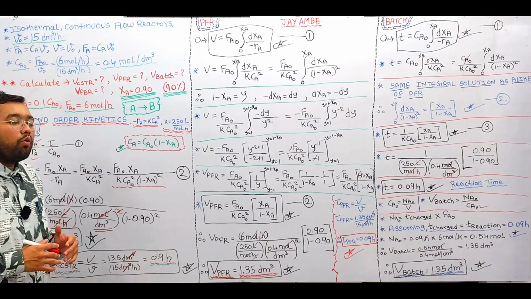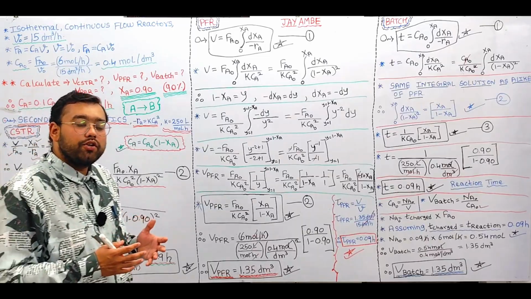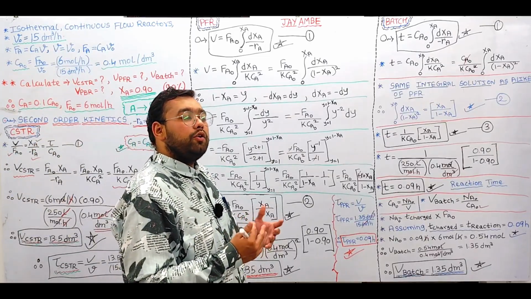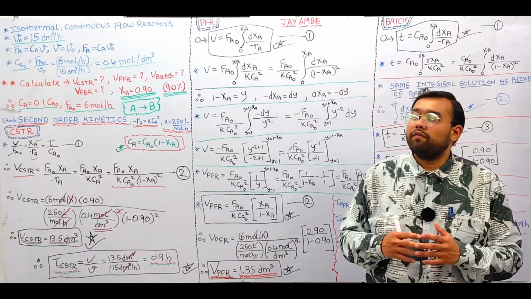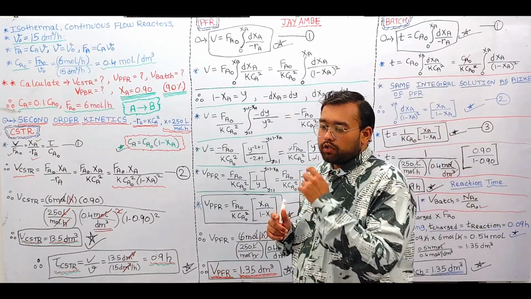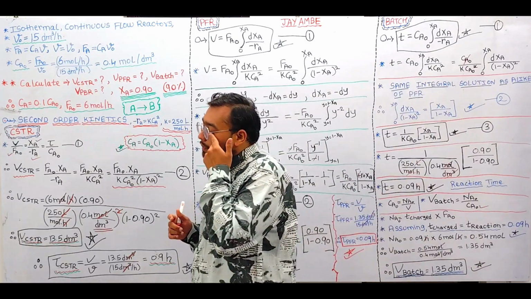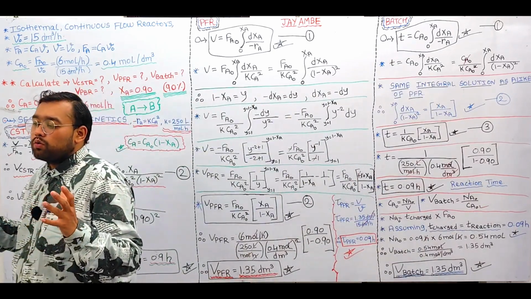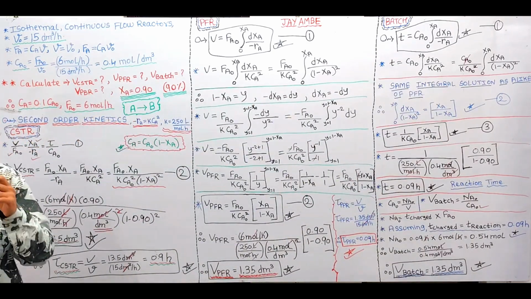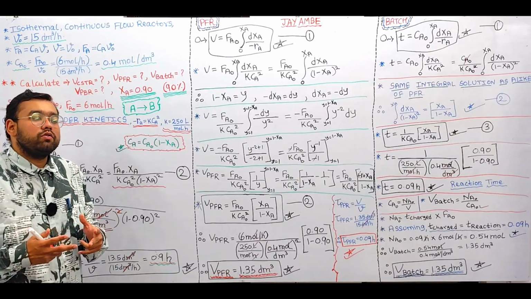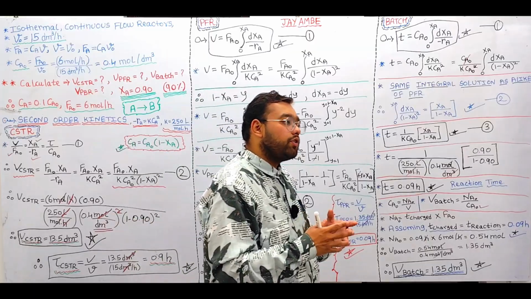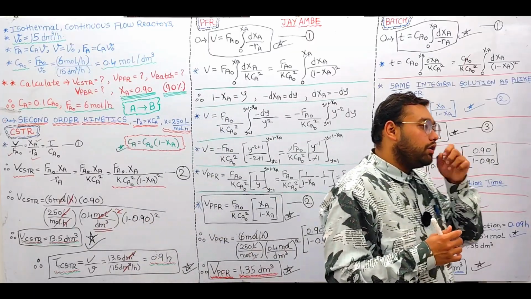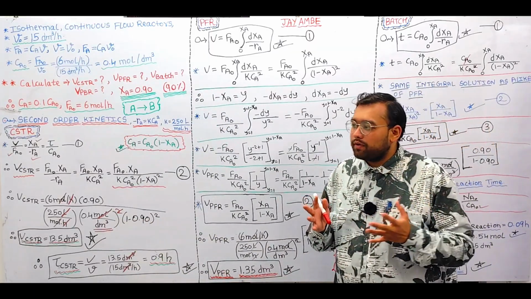Okay, now what if instead of a CSTR, I use a PFR? Then how large a volume of PFR do we require in order to achieve the desired conversion of 90%, right? We need to calculate, we need to design. The second question is, if we are using the PFR, then how much reaction time do we require in order to achieve the desired conversion of 90%, right?